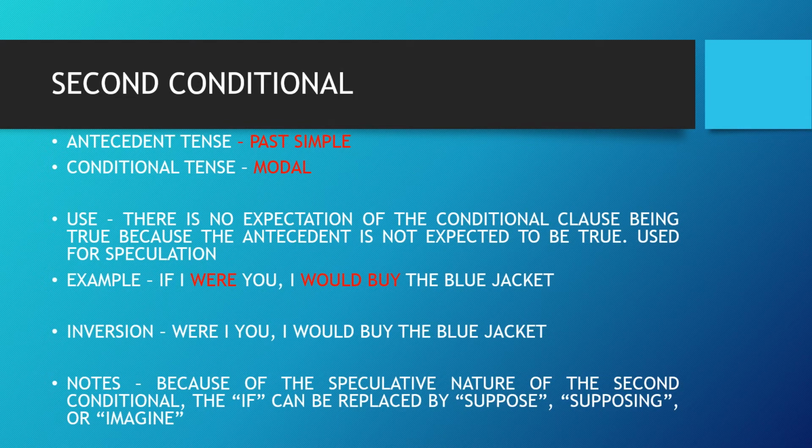In the second conditional, in the antecedent clause, we use a past simple. And in the conditional clause, we use a modal. This is when you have no expectation of either the conditional or the antecedent being true.